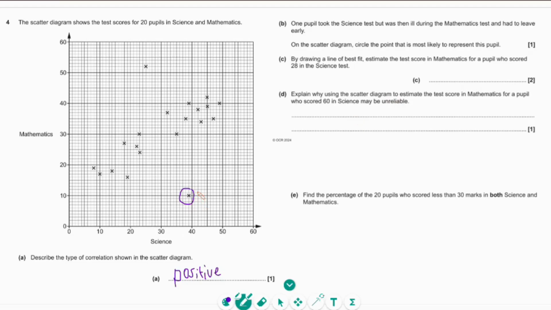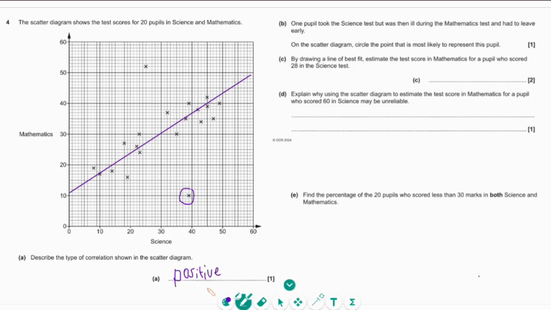By drawing a line of best fit, estimate the test score in mathematics for people who scored 28 in science. We need to draw our line of best fit first, so we need a ruler. Your line of best fit does not have to start at 0, 0. That's the first mistake people make. So it needs to be a line that shows the general direction of all your points, and needs to be about half of your points on each side, approximately.